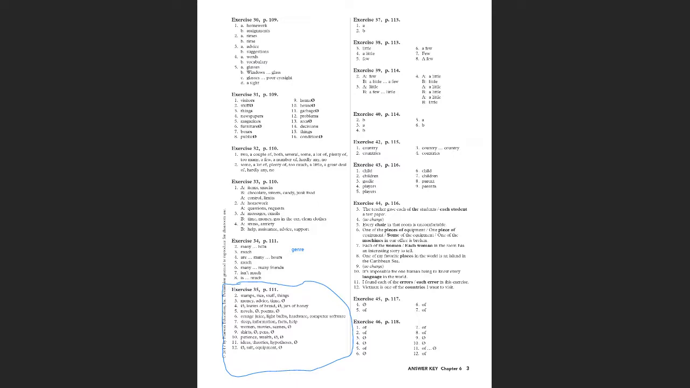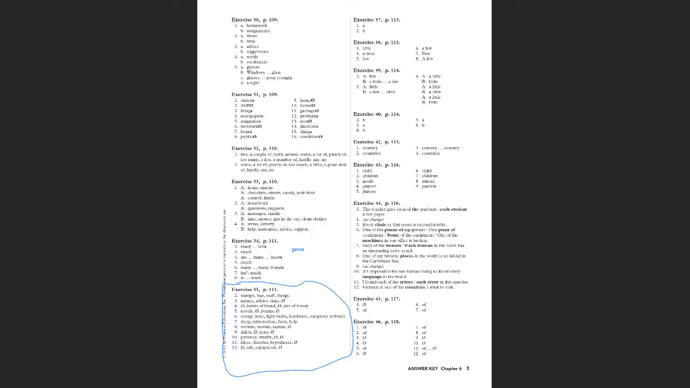Okay, guys, let's continue. Number 6, orange juice, light bulbs, hardware, computer software. And number 7, sleep, information, facts, help. Number 8, women, movies, scenes, and nothing.